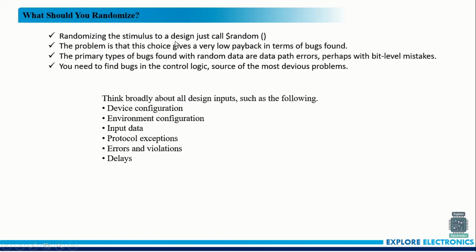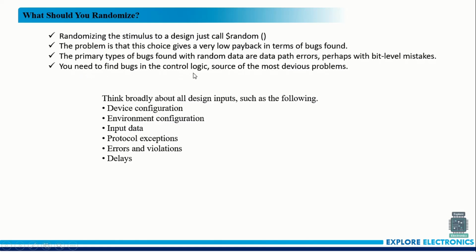The randomizing stimulus can be generated by using the simple $random function. Even in SystemVerilog, we can call the randomize function directly and randomize things. But the problem is that choosing this method gives us a very low rate of finding bugs. The primary types of bugs we'll find with random data are data path errors, that is, functionality errors and some peripherals with bit level mistakes. Those things we can identify using these randomized values.